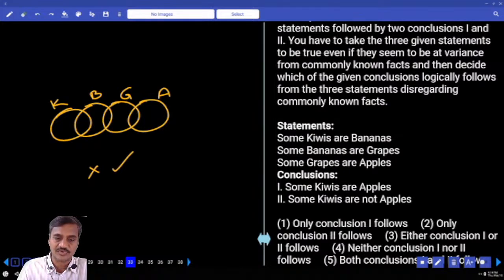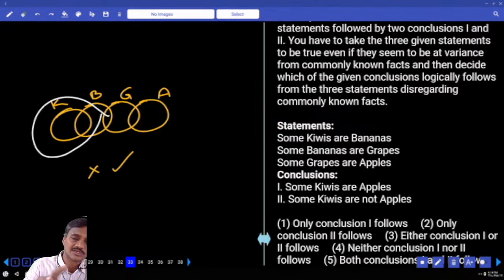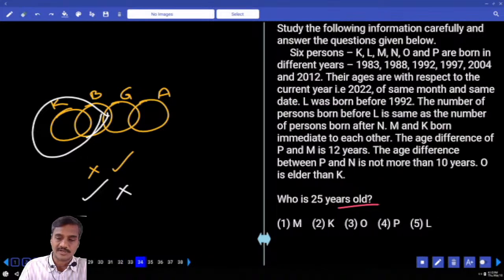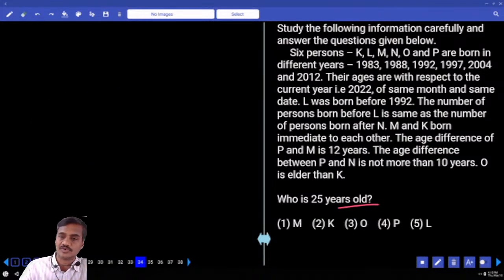Now to make this one false, we need to prove all kiwis are apples. All kiwis are apples means, tell me, can I write apple like this or not? All kiwis are apples. And so if all kiwis are apples is true, some kiwis are not apples will be false. And at the same time, some kiwis are apples has become true or not? Yes. Then what is your answer here? Either 1 or 2, that is choice 3. Done with this 33.